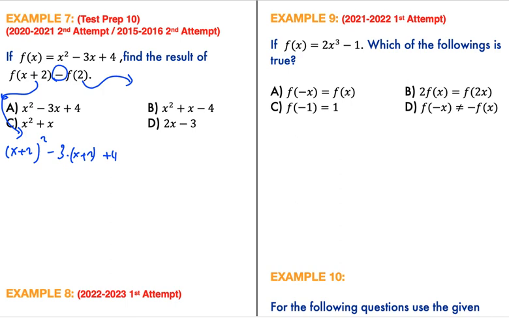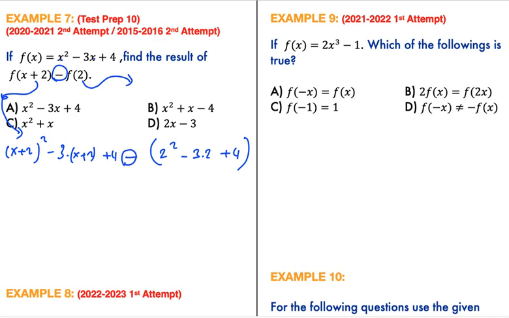So this is the first part. I inserted x plus 2 for x in the function. Minus, what is f of 2? This time you will insert 2 for x in the function. So 2 squared, the first term, minus 3 by 2 plus 4. And that minus belongs to f of 2. F of 2 is all of them together. So I'll make sure you have a bracket.